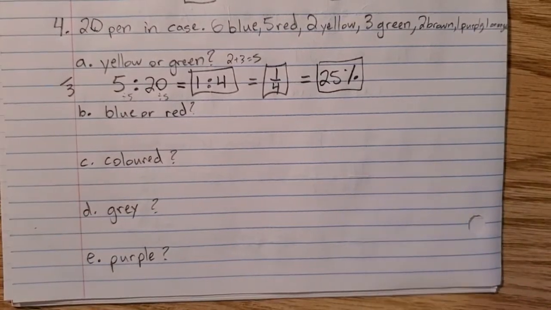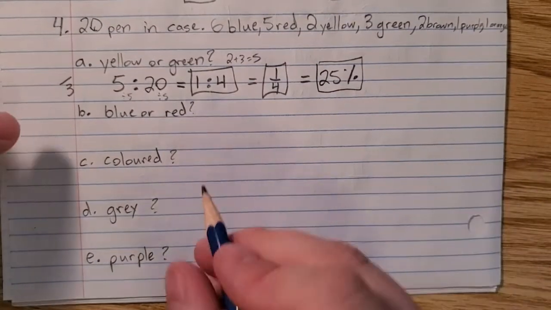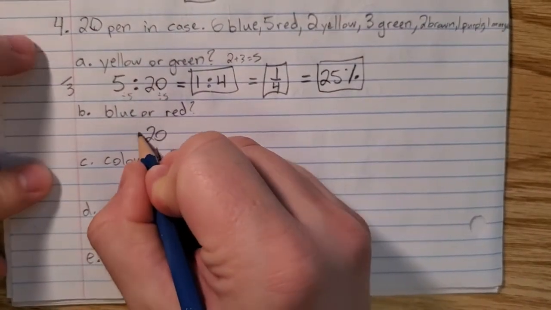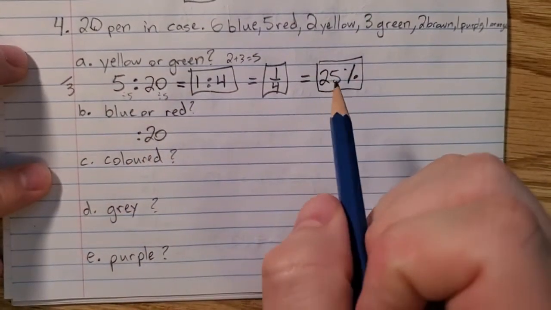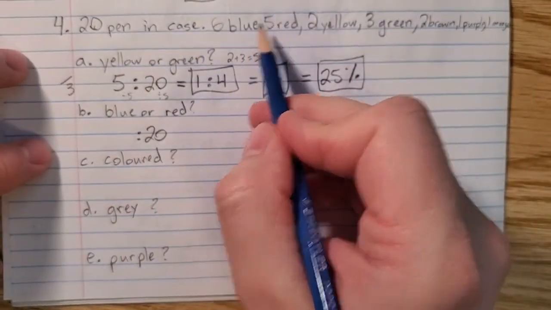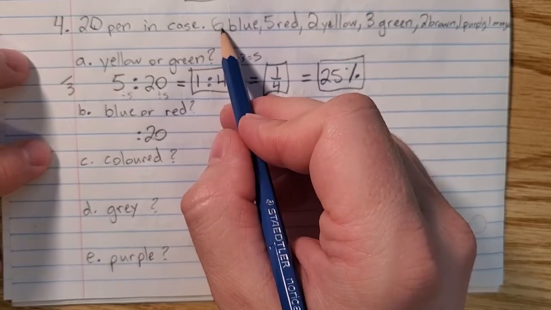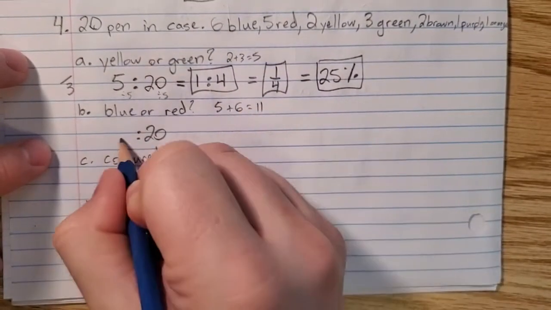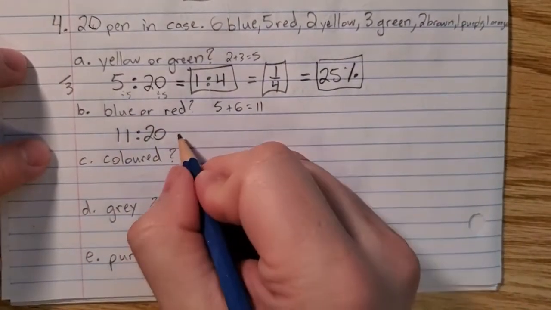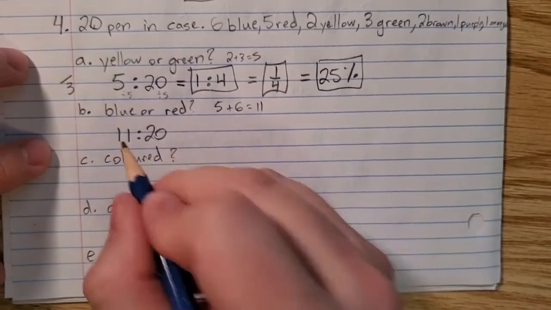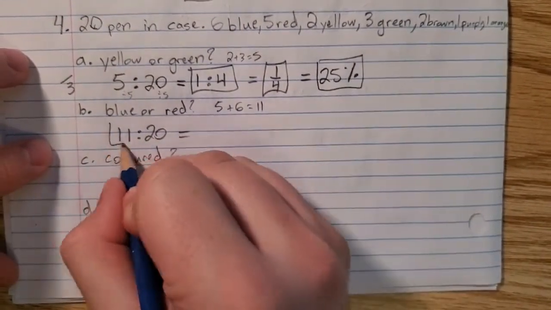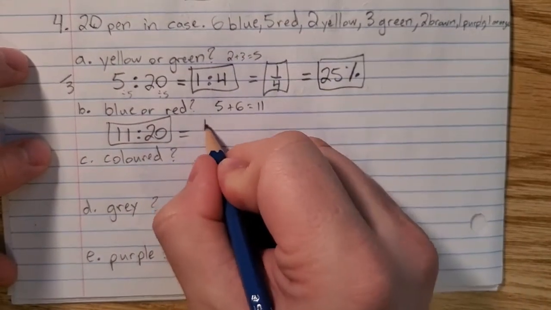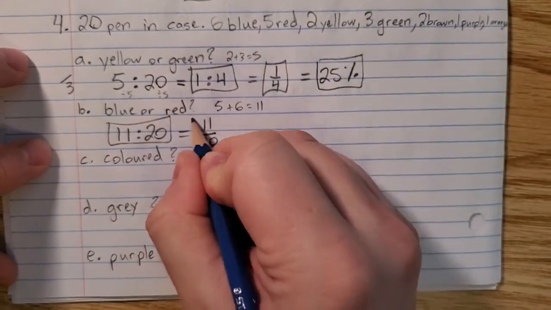Next question asks either a blue or a red pen. So let's do that same thing. It's still going to be 20. Red or a blue pen. So red is 5. Blue is 6. 5 plus 6 is 11. So it's going to be 11-to-20 ratio. 11 is a prime number, can't be simplified, so that's your answer. Our fraction would be 11/20.